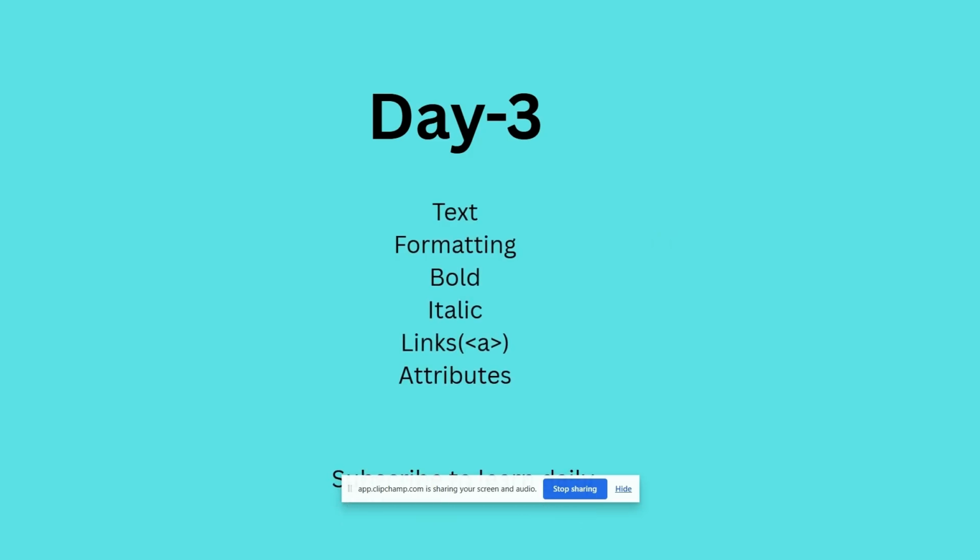Today we have seen basic things: what a heading and paragraph are, and how the BR tag and HR tag are used, and that they are self-closing tags. In day three, we are going to learn text formatting, how bold and italic differ, then links, most importantly links and attributes. These important topics we are going to learn in day three.